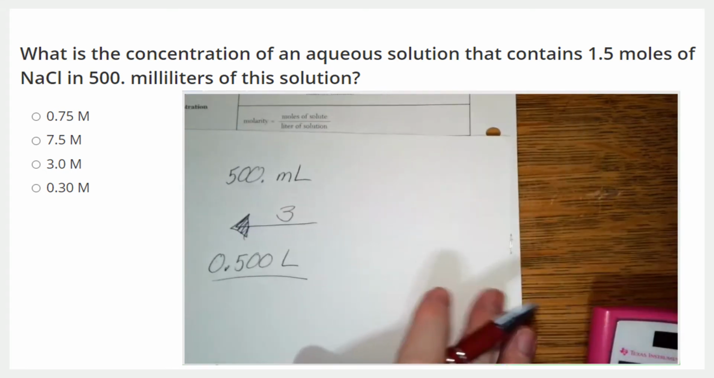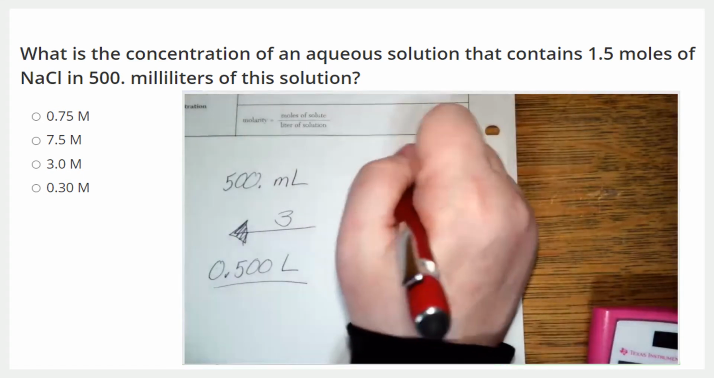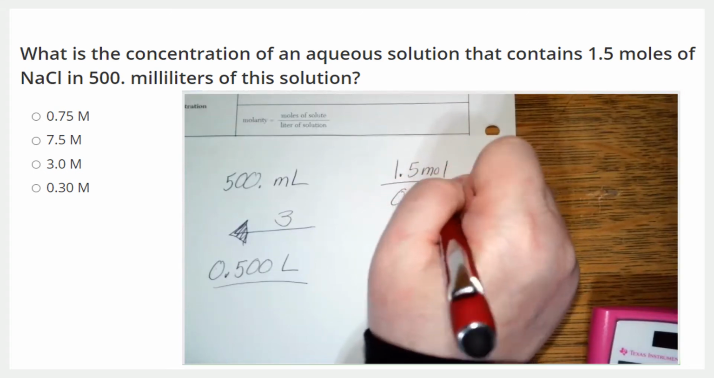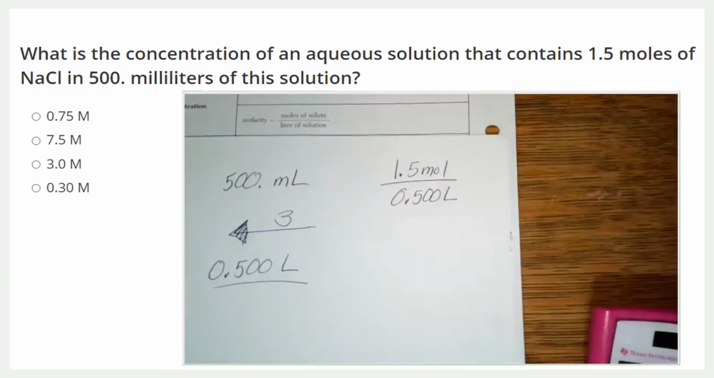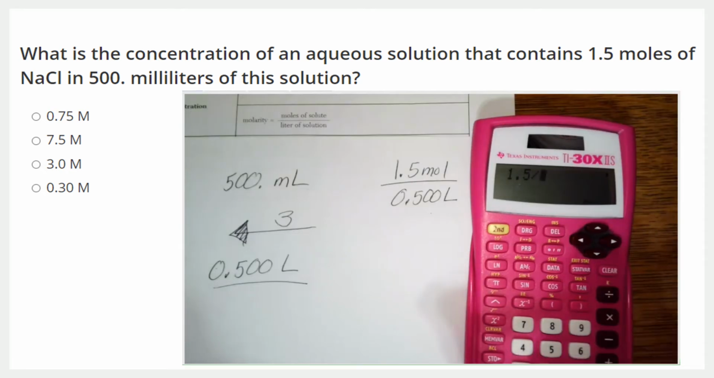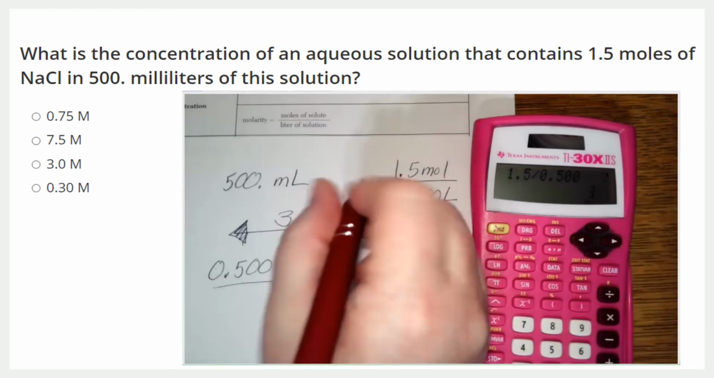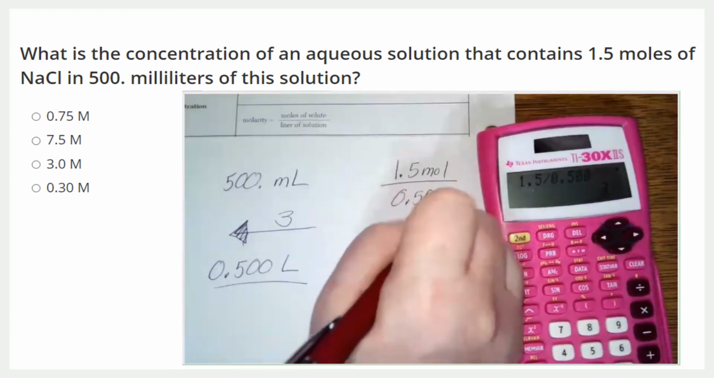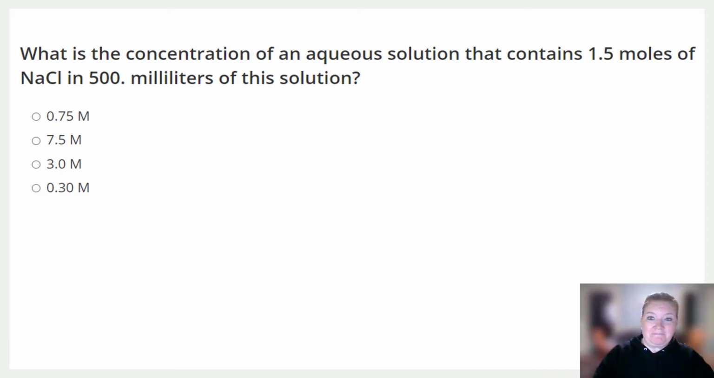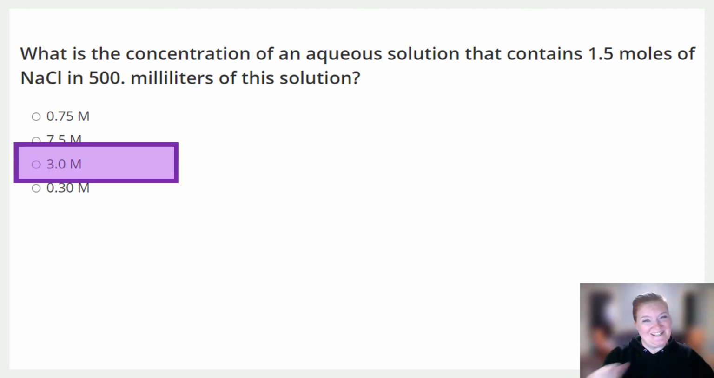Now I can use that in my formula. Moles, 1.5 moles divided by 0.500 liters. So again, if I hadn't converted this first, I would definitely have gotten the wrong answer. So 1.5 divided by 0.500 equals 3 moles per liter, or 3 molar with a capital M. And hopefully that answer is there. We did the work. Now there's the answer.